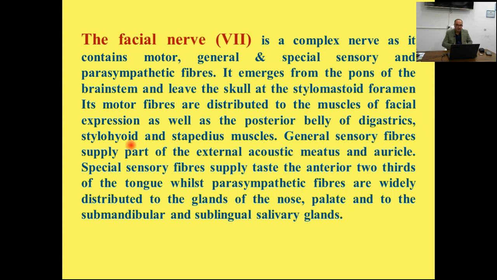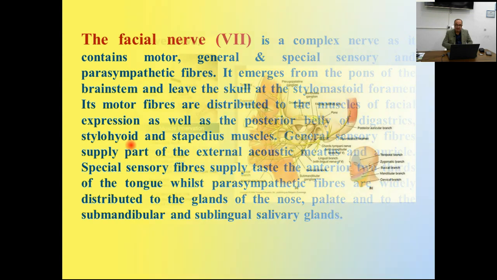General sensory fibers supply part of the external acoustic meatus and the auricle. The special sensory fibers supply taste to the anterior two-thirds of the tongue, while the parasympathetic fibers are widely distributed to the glands of the nose, palate, and to the submandibular and sublingual salivary glands.